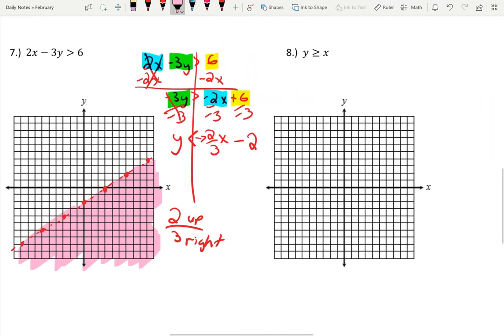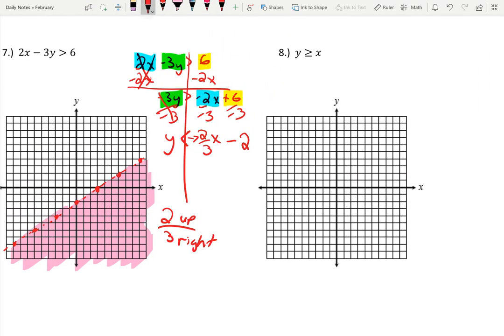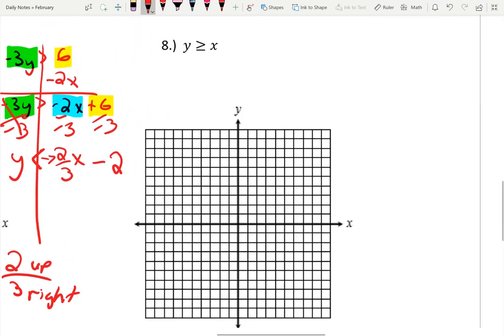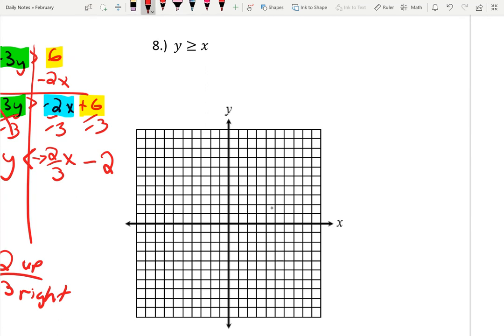And now the last one, y equals x. It looks simple, and it is simple, but don't let it fool you. This is telling us that it's y is greater than or equal to x plus 0, essentially. So what this is saying is that there is a y-intercept, but the y-intercept is at 0. Okay, so if there is no number being added or subtracted here, it just means that that number is 0, so the y-intercept is at 0.